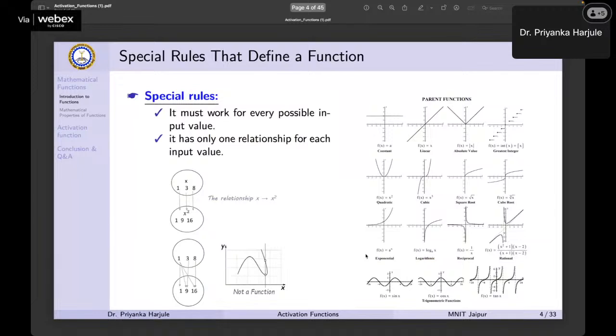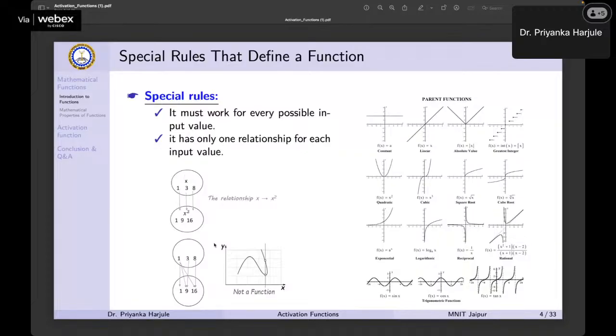So now the different rules of a function are: it is defined for every input. That is, every value in the domain must map to an output. And exactly one output: one input should not map to multiple outputs. Okay. So for example, here you can see the set with inputs that is mapped to output. So this satisfies both the rules. Each input has only one output and is a valid function.